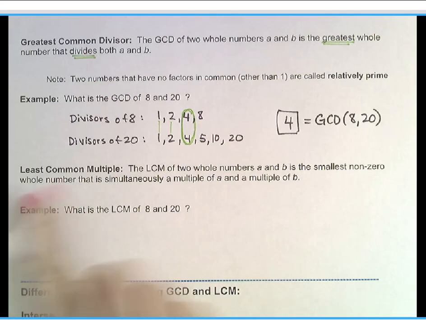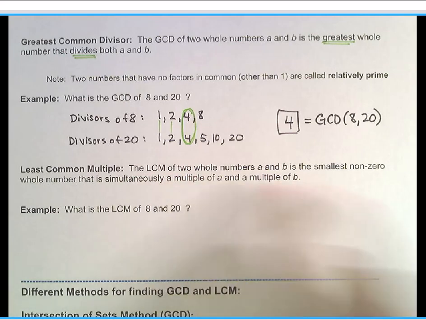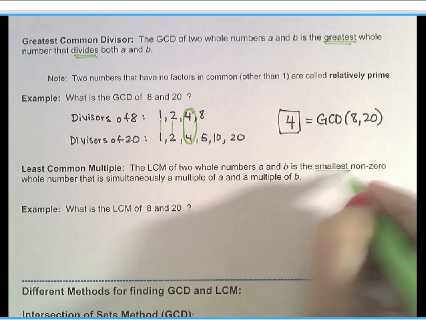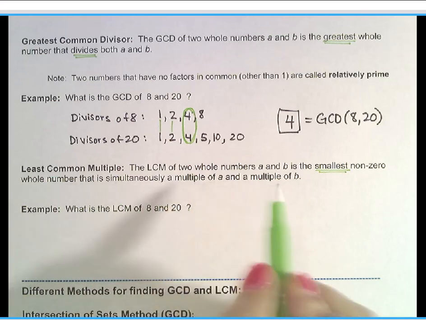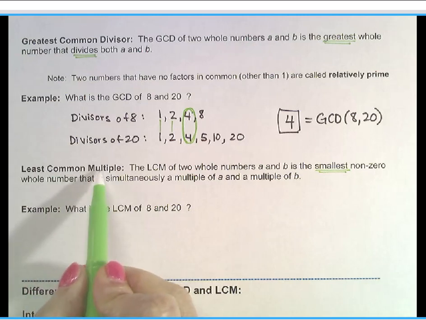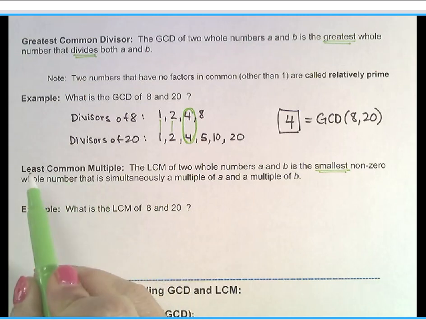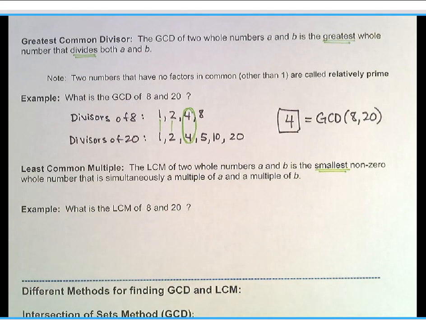The least common multiple, or we call it the LCM, of two whole numbers is the smallest non-zero whole number that is simultaneously a multiple of A and a multiple of B. So it's a multiple that the two numbers have in common, and we're looking for the smallest common multiple. So if we wanted to find the LCM of 8 and 20, we're talking about what's the smallest number that 8 and 20 would divide into. So we're looking for numbers that are going to be bigger multiples.